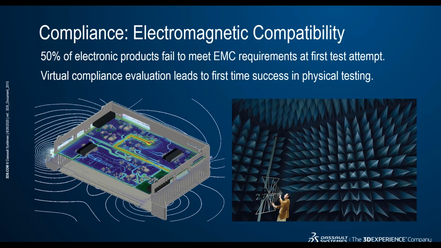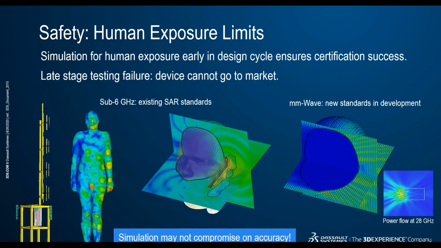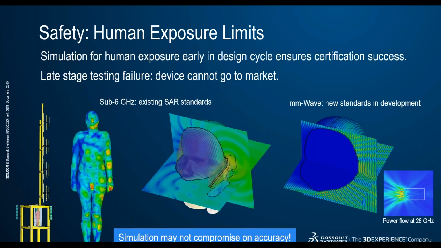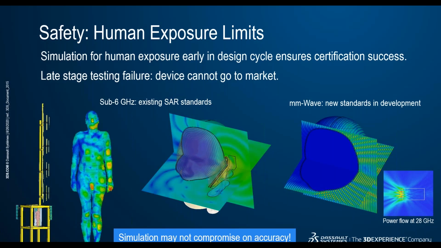Measurement is really essential, but has a major shortcoming. You can see that there is a problem, but you can't easily see what the source of the problem is. And for that, electromagnetic simulation really helps. Another important factor in the design of electronic devices is determining unwanted emissions. We need to make sure that the devices conform to the SAR standards, the specific absorption rate. This is where simulation for human exposure early in the design cycle comes into play and helps ensure certification success.